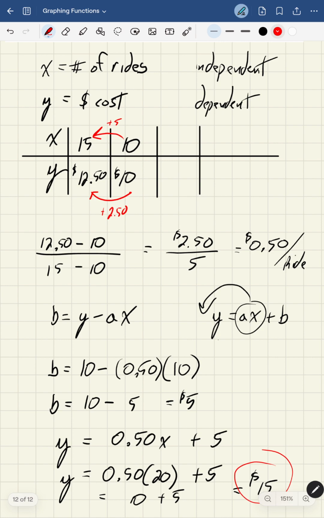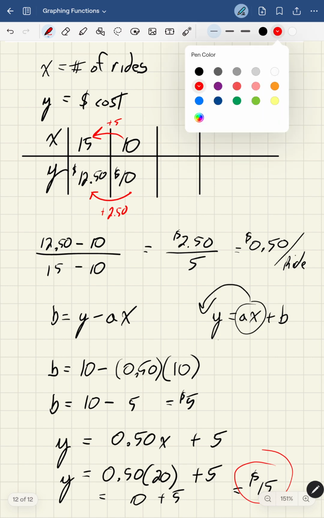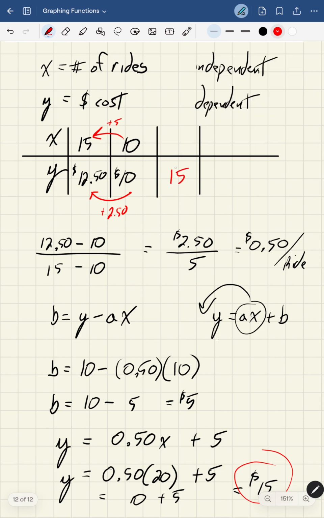So I'll write it back up here. $15 for 20 rides. And that's the answer.